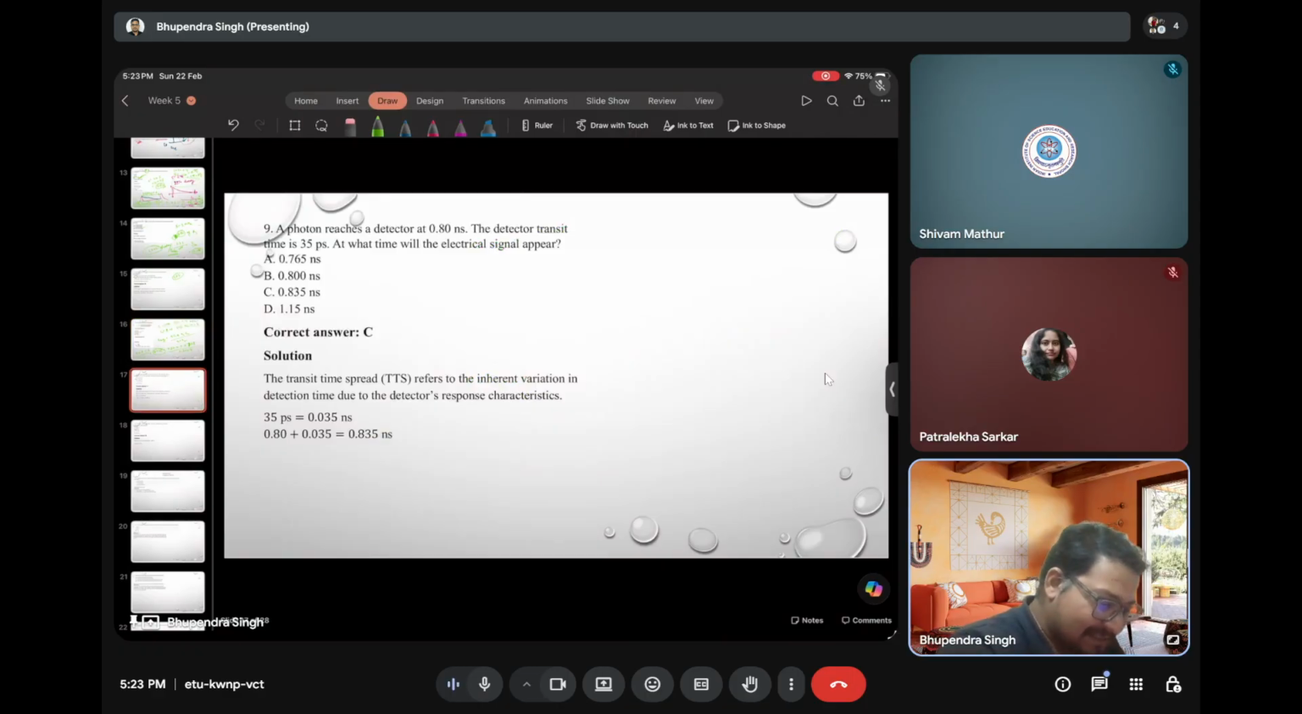A photon reaches a detector at 0.8 nanosecond. The detector transit time spread is 35 picosecond. At what time will the electric signal appear? So this should be the electric signal.